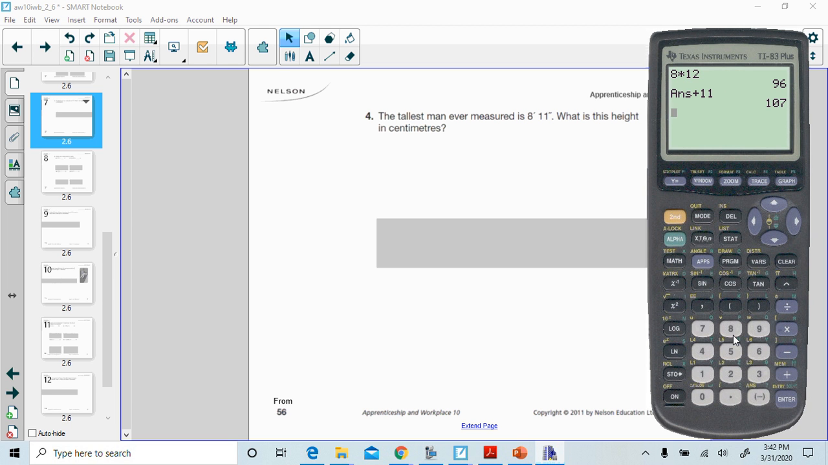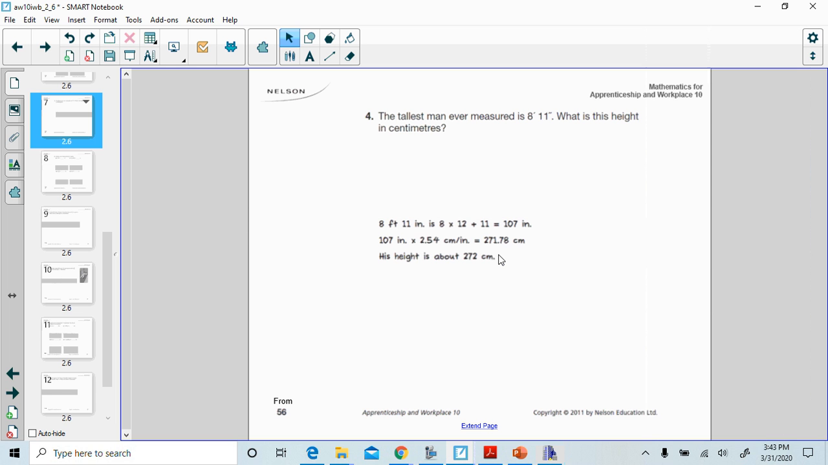Now we're going to take that and convert it to centimeters. So we're going to times it by 2.54. We get about 271.78. It doesn't really give too much for rounding, but if we needed to round it, we could round it to 272 centimeters.